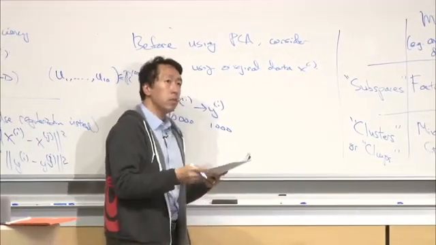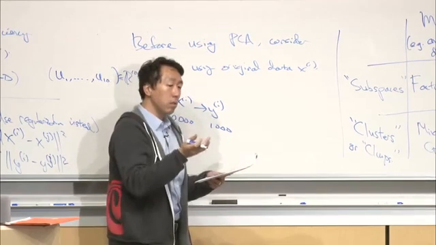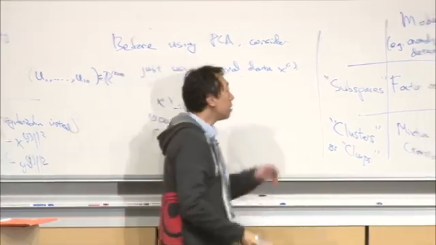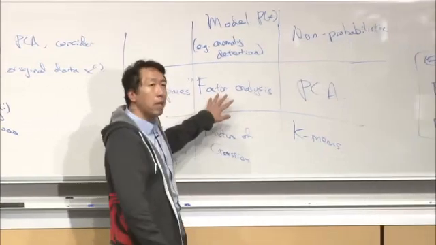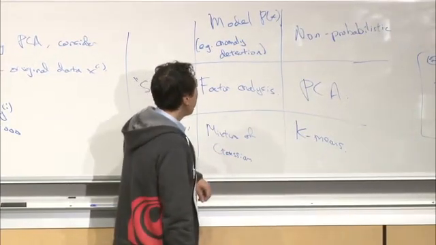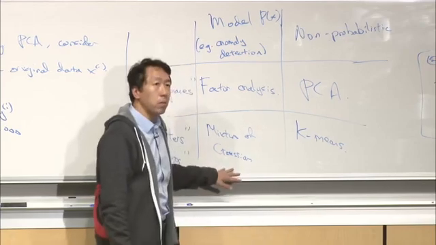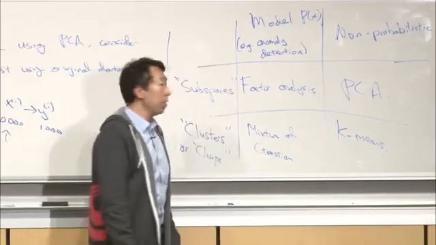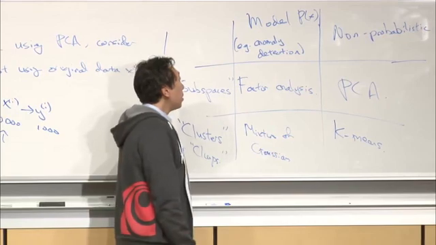Yeah? Can Z be continuous or does it have to be discrete? Can Z be continuous? Yes, Z can be. In fact, in factor analysis, Z is Gaussian, and in mixture of Gaussians, Z was discrete.